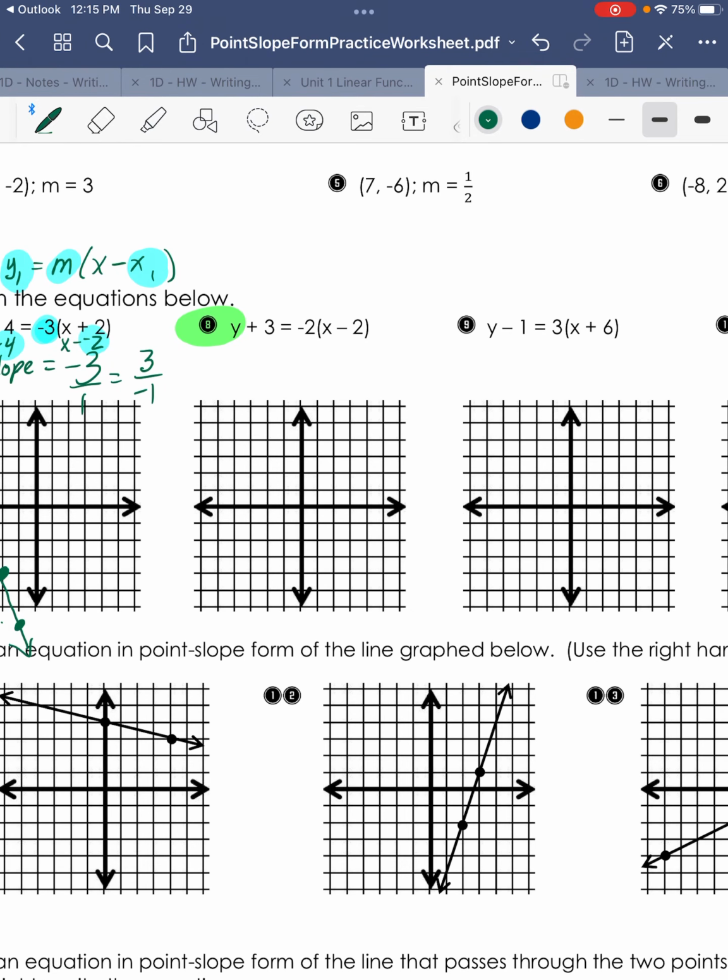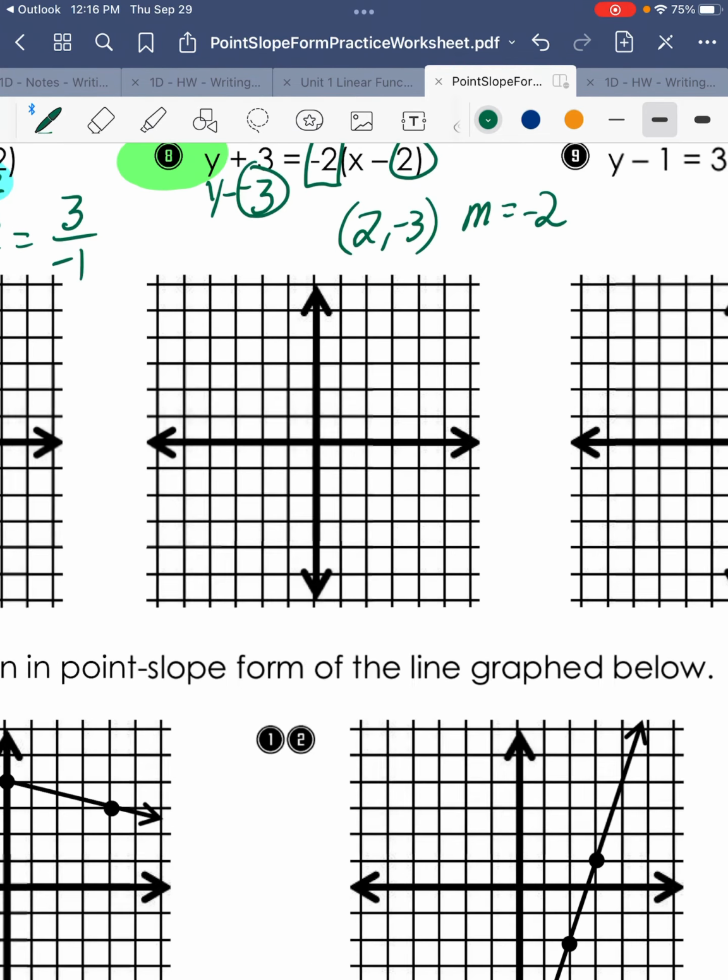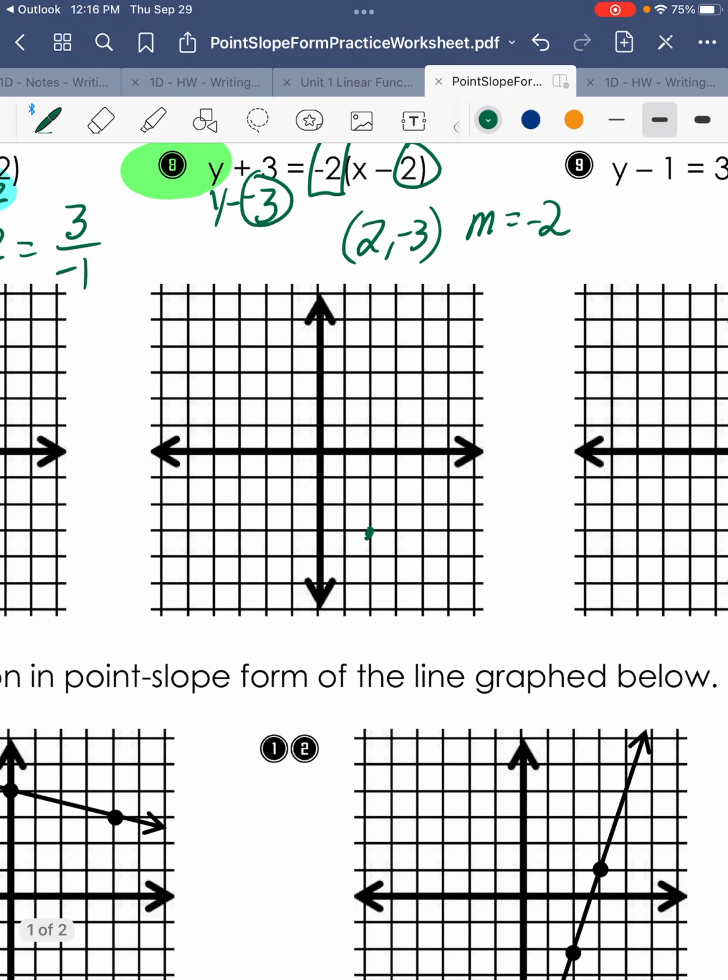Let's try this again. So what point do we have? We have a plus here, so that's minus and negative. So we have our coordinate of positive 2, negative 3. And our slope is -2. So I'm going to plot the point 2, -3. And then I'm going to use the slope -2/1. So down 2, right 1.